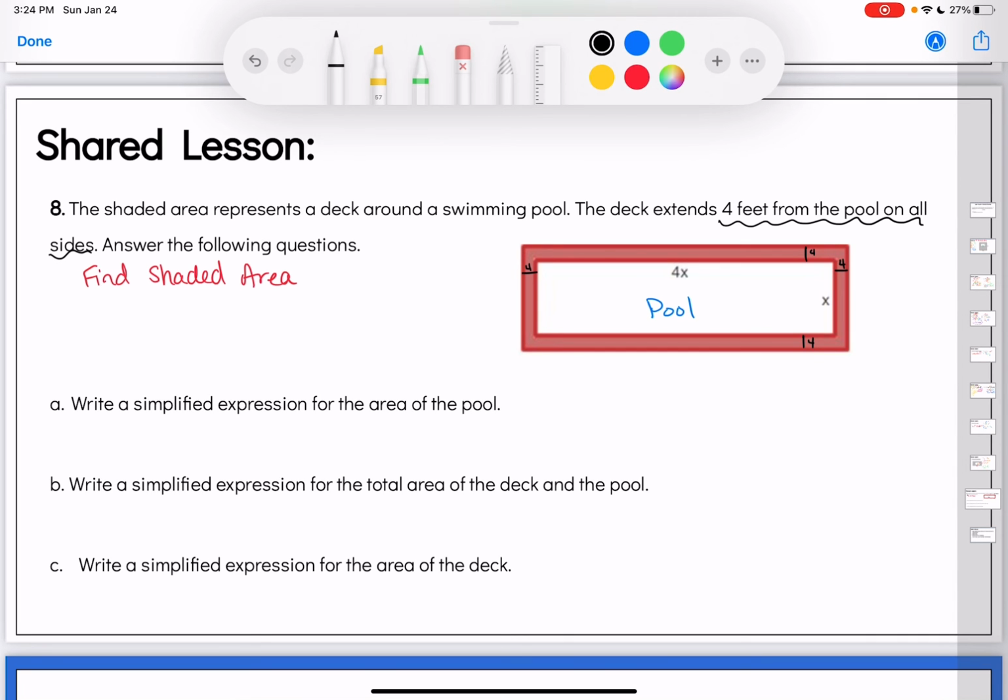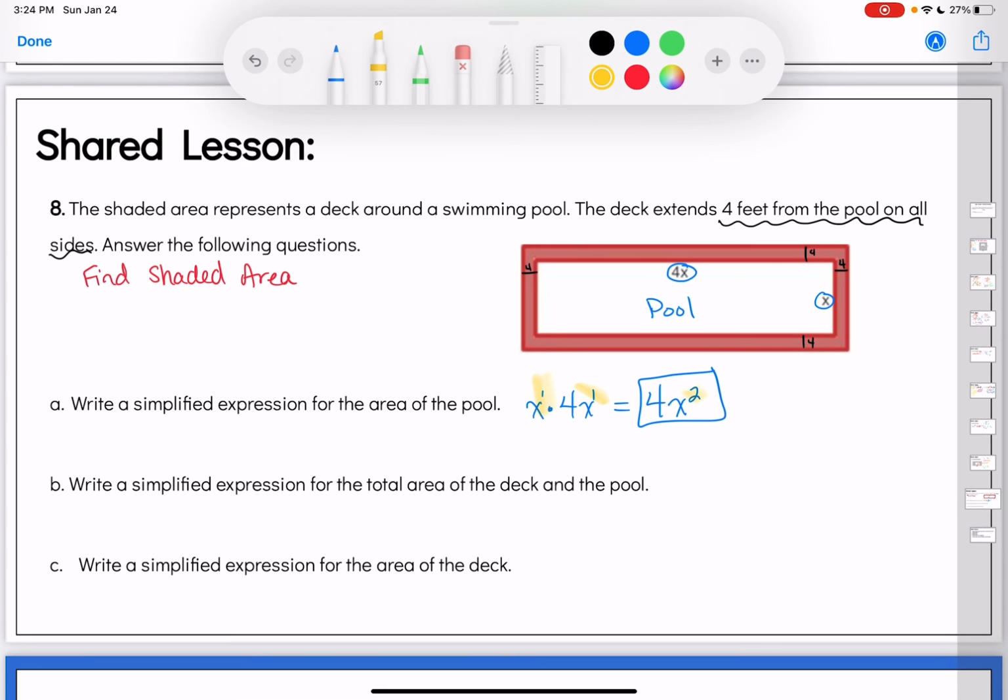Now, if I just wanted to find an expression for the area of the pool, so here's the pool, right? I have 4x times x. This is exactly like the last problem that we did. All right, so I have x times 4x, which equals 4x squared. X to the first times x to the first is x to the second.